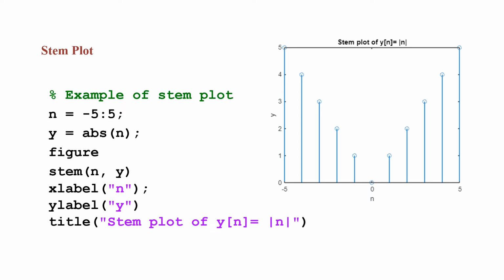Just like how we used plot, we have to put the independent variable first, in our case it's n, followed by the dependent variable, which is y of n. Y is a function of n, that's why we put it after n. The rest is very similar to the plot function. We have to use xlabel, ylabel, and add a title using the title function.